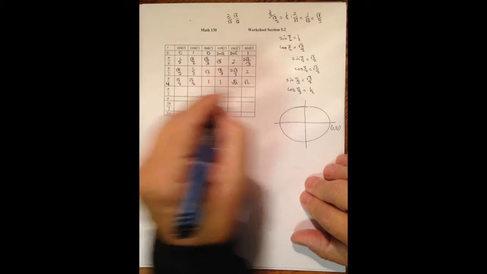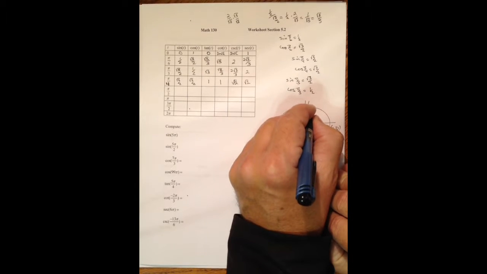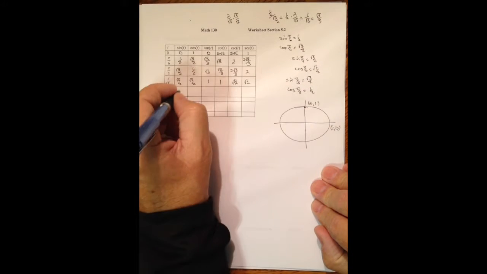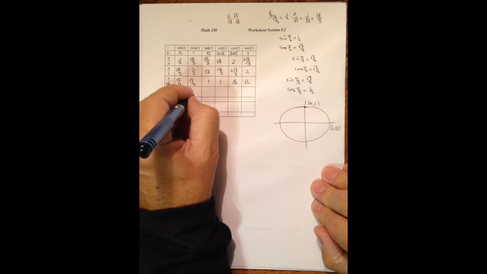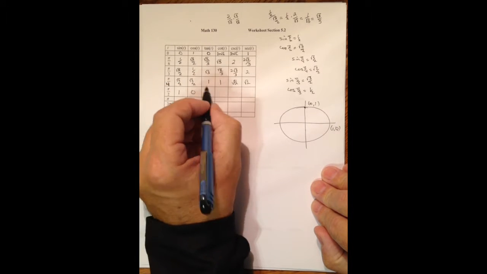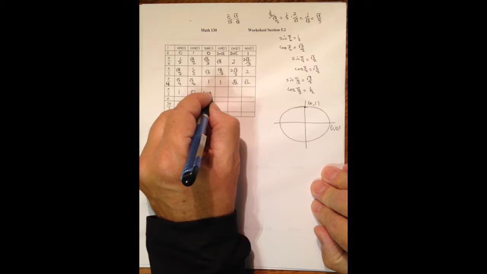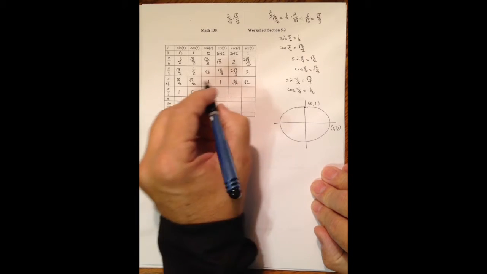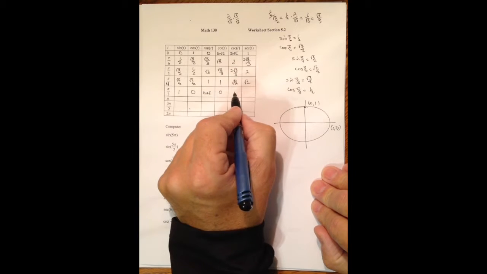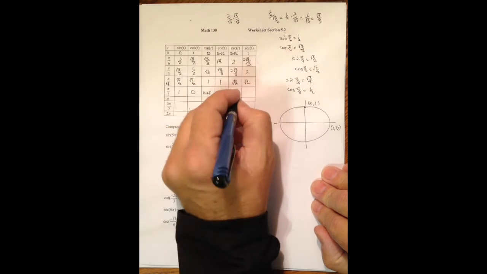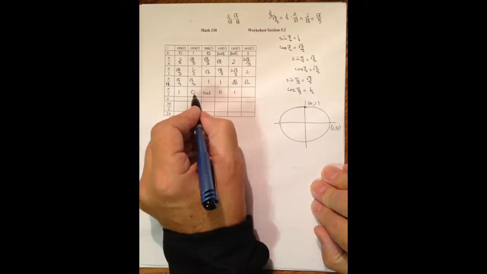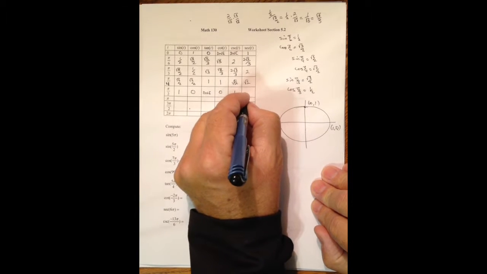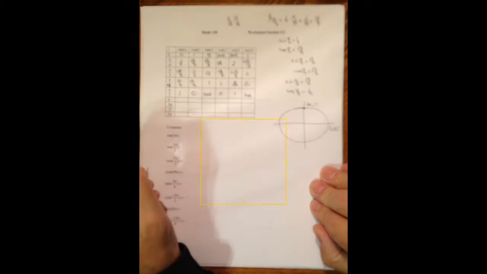Now pi over 2. Pi over 2 is right here. Its coordinate is 0, 1. So the sine is 1. The cosine is 0. Now tangent is sine over cosine. So this does not exist. Cotangent is cosine divided by sine. 0. Cosecant's 1 over sine, 1. Secant is 1 over cosine, so this does not exist.